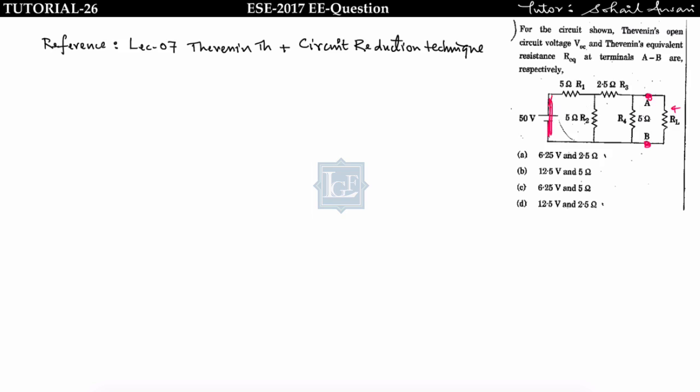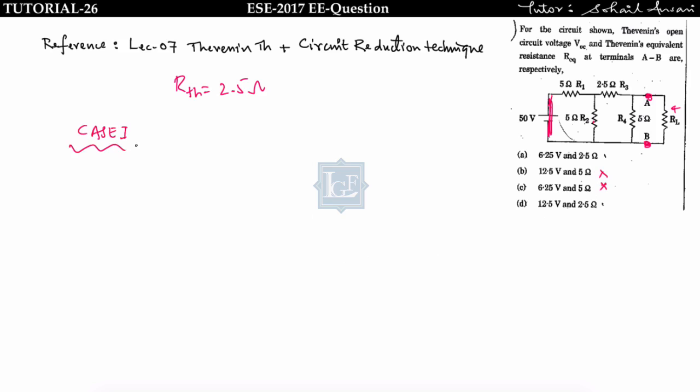Take 5 parallel with 5, that you will get 2.5, in series with 2.5, that is 5, again 5 parallel with 5, that is equal to 2.5. So RTH you will get is equal to 2.5 ohm. Means option B and option C are wrong. Now find VTH. So this is a case 1 problem.